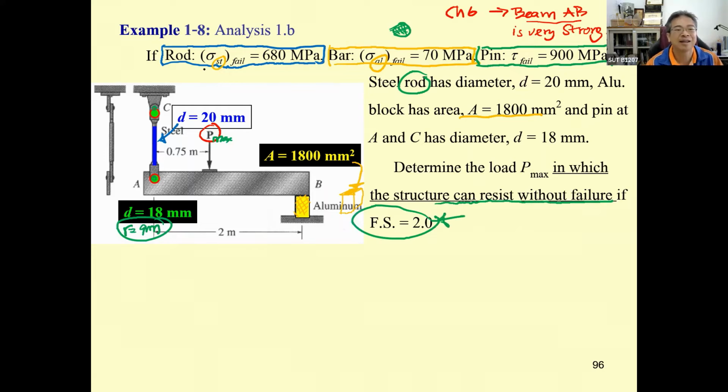Why? Because these values are not allowable. We have to change them, dividing by 2.0 to get the allowable stress. Since this one is connected by pins, and there are no forces between the top pin and the bottom pin, we call this member AC a two-force member, an axially loaded member, a tension member.